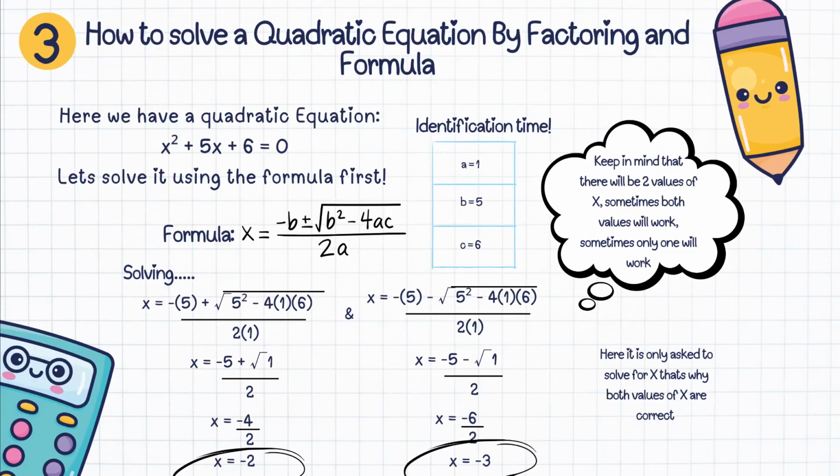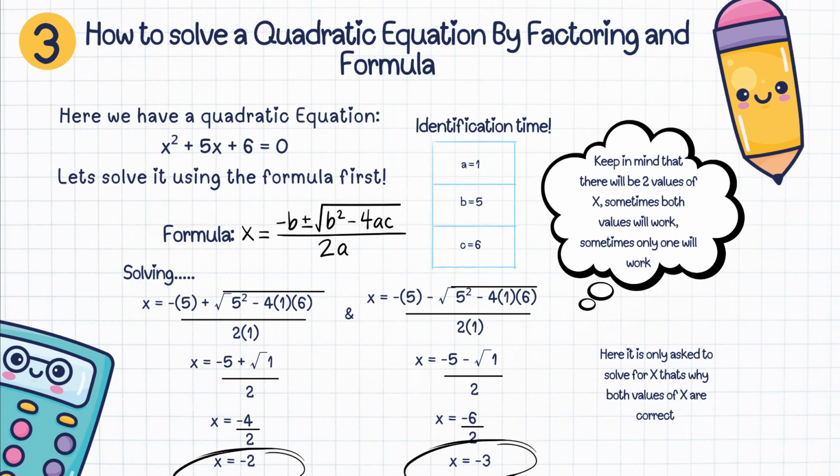Okay, so question number 3, how to solve a quadratic equation by factoring and formula. So here we have a quadratic equation, x squared plus 5x plus 6 equals 0. Let's solve it using the formula first. So repeat after me, guys. X equals negative b plus or minus square root of b squared minus 4ac all over 2a. Let's repeat. Negative b plus or minus square root of b squared minus 4ac all over 2a.